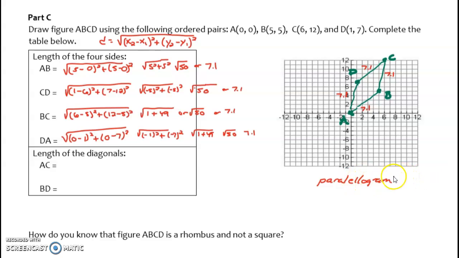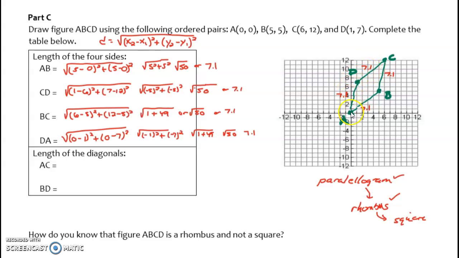I know it's a parallelogram right off the bat, but it could be a rhombus. Let me spell that, rhombus. And then it could be a square. So along this train of thought, as soon as you know opposite sides are congruent, that's a parallelogram. As soon as you know all four sides are congruent, now it's a rhombus. Now the question is this one: could this be the square?